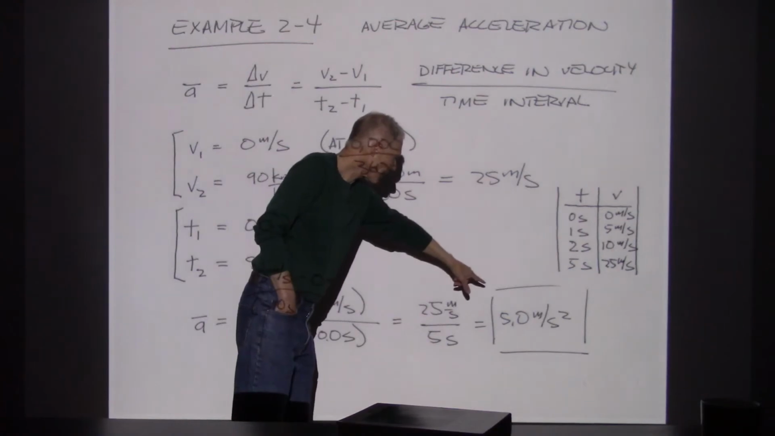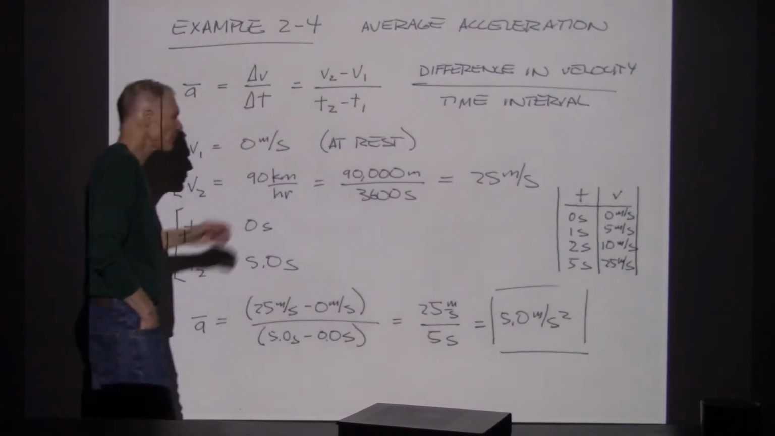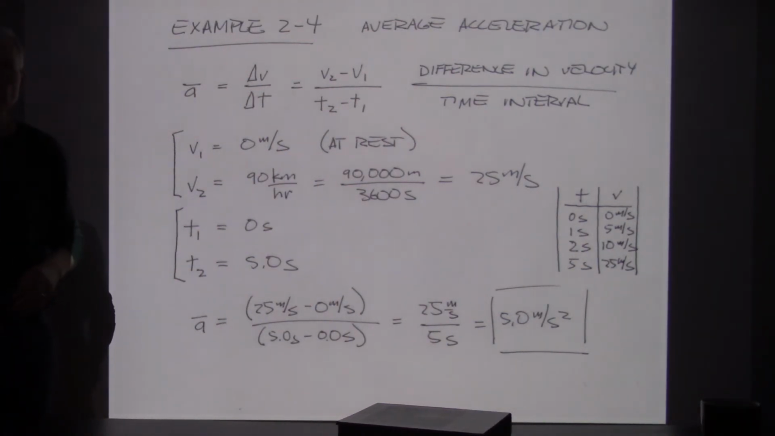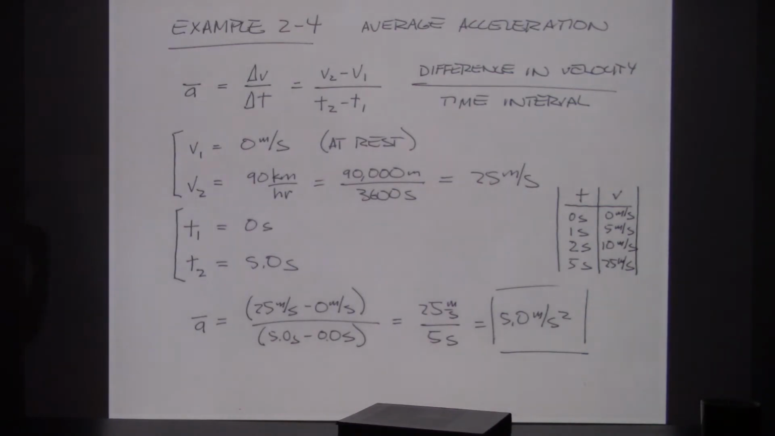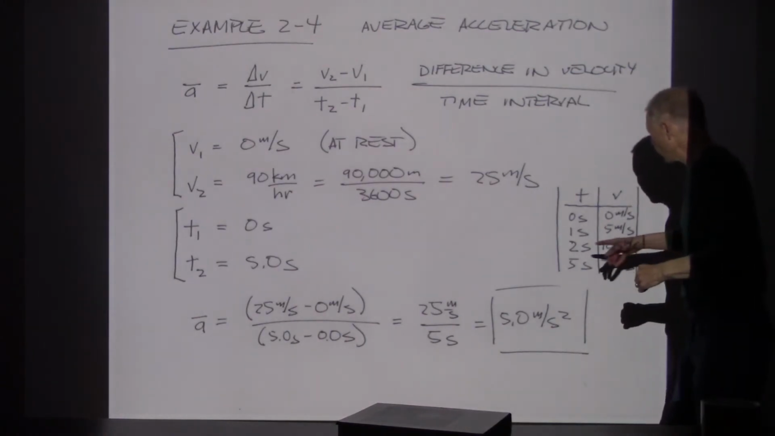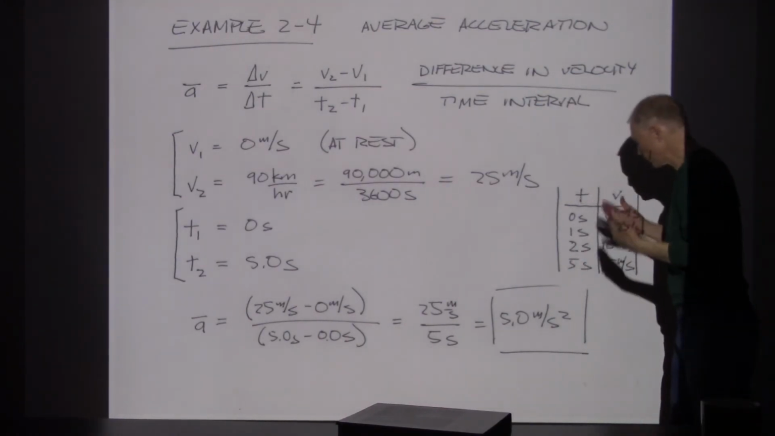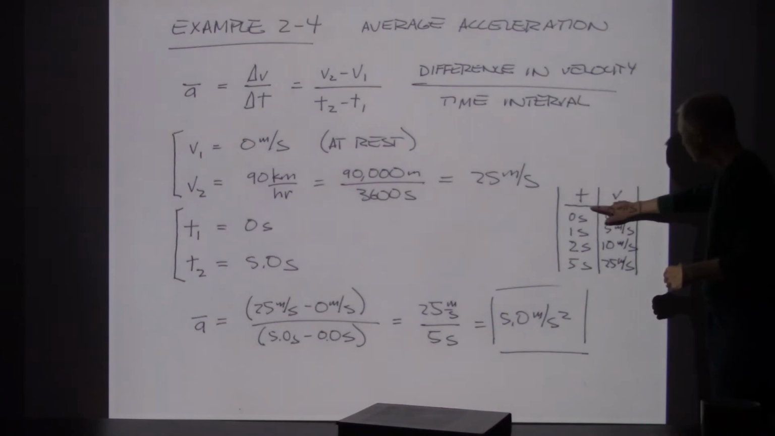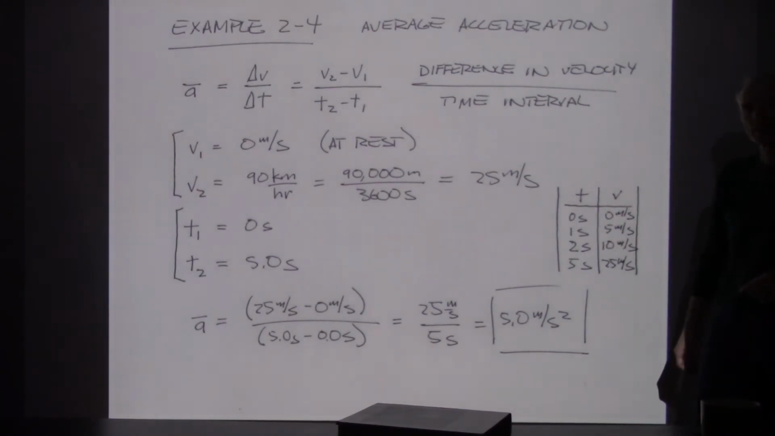25 divided by 5 gives me the 5 meters per second squared, so it's the same thing that we saw on the previous page. It looks like we have accounted for everything. And so if we're going up at 5 meters per second squared, then each second that goes by, the velocity goes up by 5 meters per second.